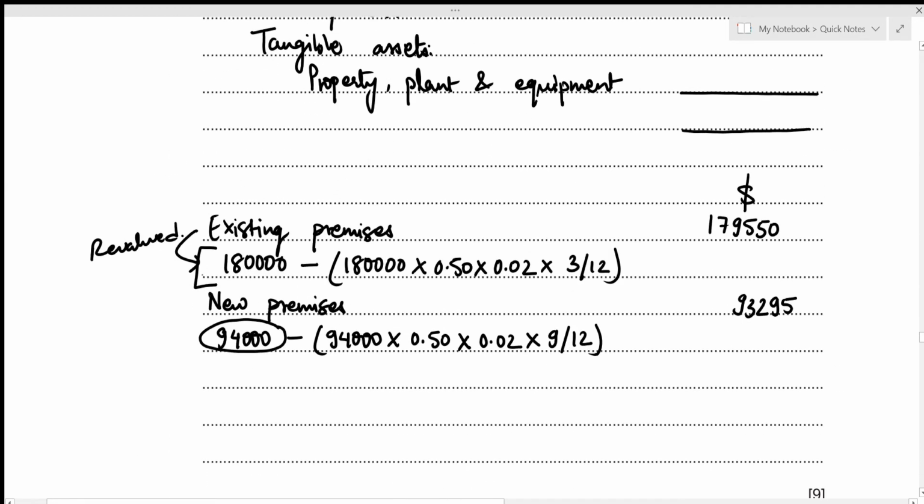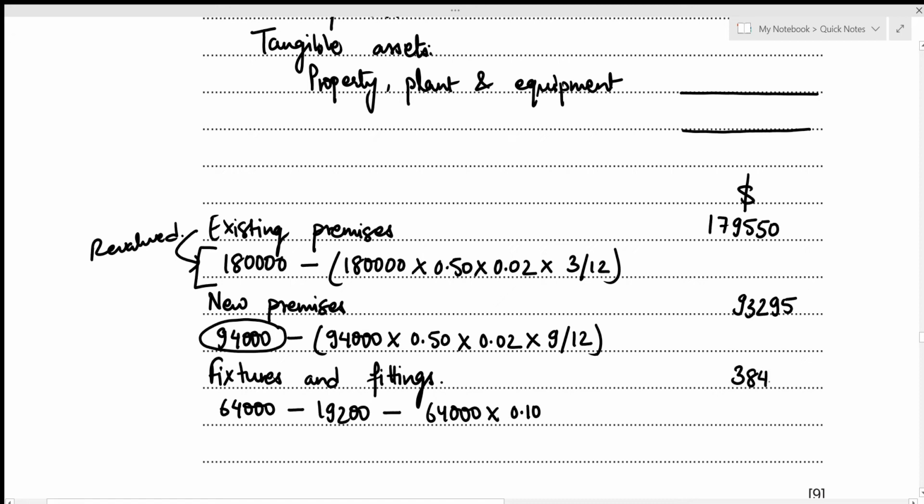So this is fixtures and fittings. The cost is of 64,000. We had the accumulated depreciation of 19,200. Now we need to figure out our depreciation charge for the year, which is just cost times our rate of 10%, which we can write it down as 0.10. And we use the fixtures and fittings for all 12 months of this particular year, so we do not need to adjust any months. Now, the net book value for fixtures and fittings is just going to be 64,000 minus 19,200 minus 64,000 times 0.10, which gives the final value of 38,400.